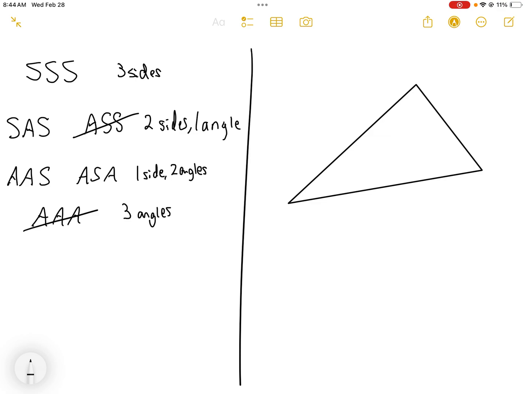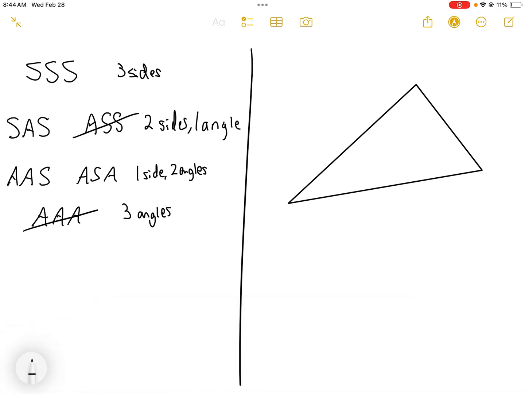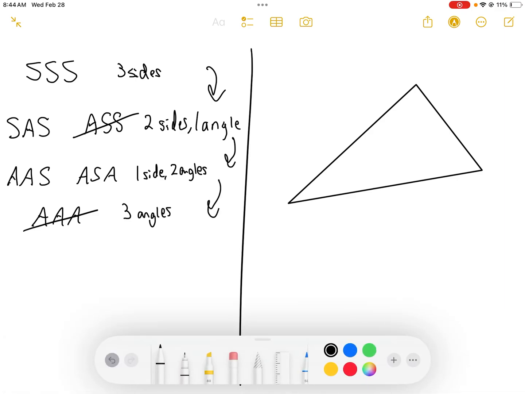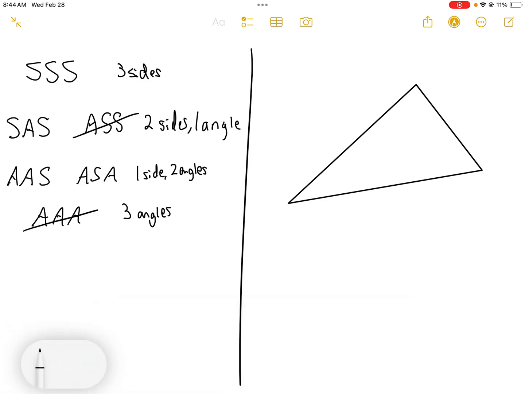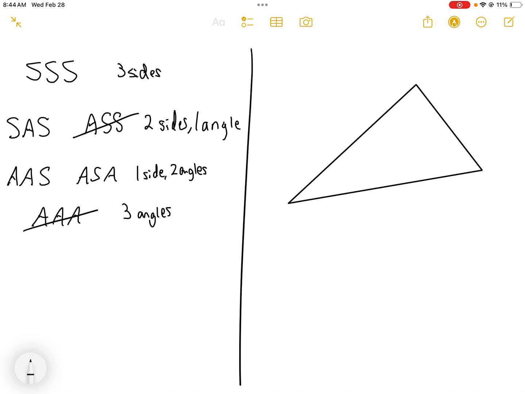So I organized them this way, where side, side, side's at the top, because side, side, side is the only one that has three sides. And you'll notice as they go down, each time it has one less side and one more angle. So the two options for two sides and one angle are SAS and ASS, but ASS does not work. ASS is a broken test. We can talk later about why it's broken, but it's important to know at first that it is a broken test. It doesn't work. So only SAS works.